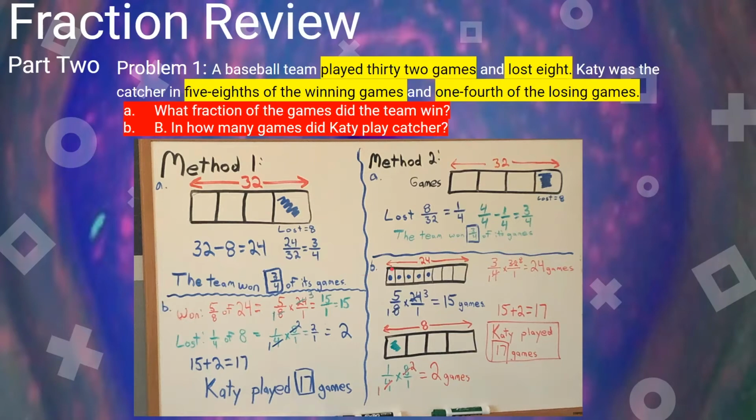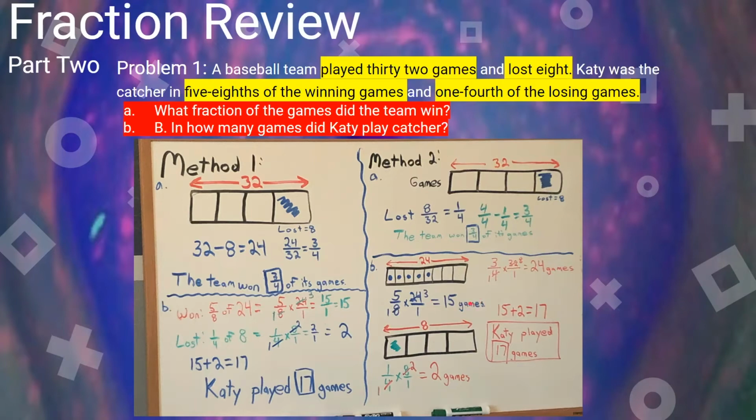Now, if we go back to our method 2, we can find the same solution. We can go back to our tape diagram. We already know they won 24 games. So we know she played in 5/8 of the winning games. We break our tape diagram into eighths, 1, 2, 3, 4, 5. And we know that 5/8 of 24, simplify, this should be old hat now, is 15 games.